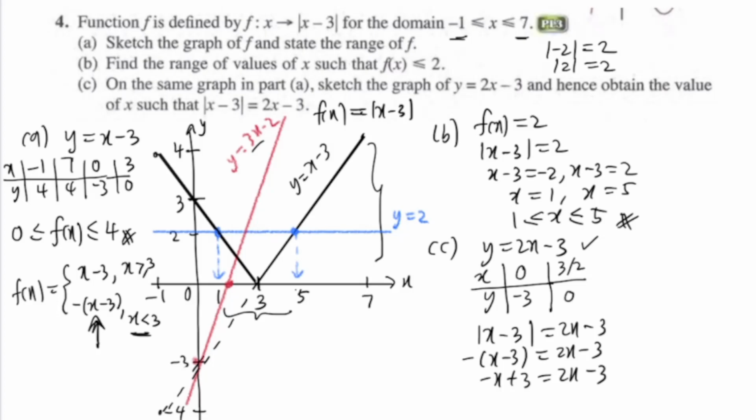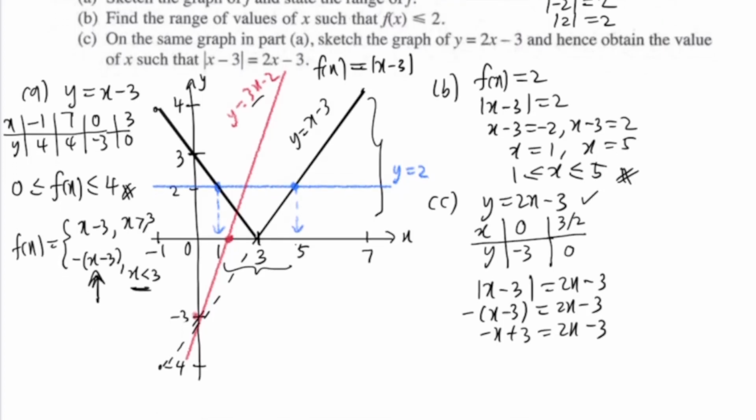Since I don't have space, I'll move it up a bit. So this will be, bring it over, 6 equals 3x, right? And your x is just 6 divided by 3, x is just 2. Okay, let's just double check, see whether it's true.